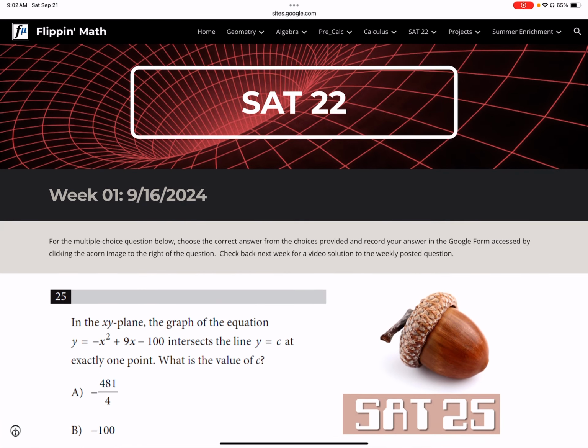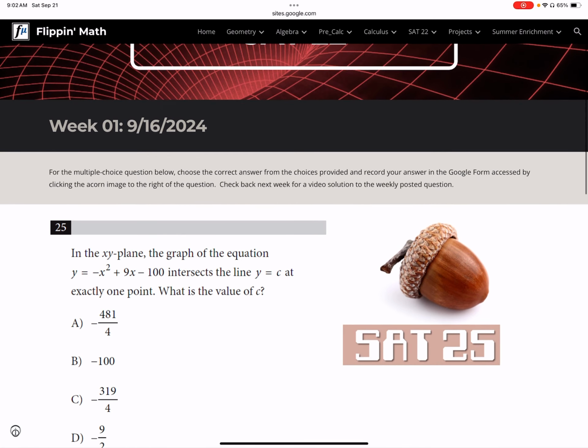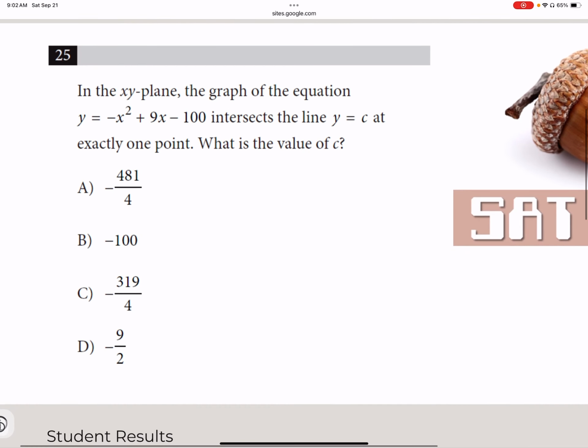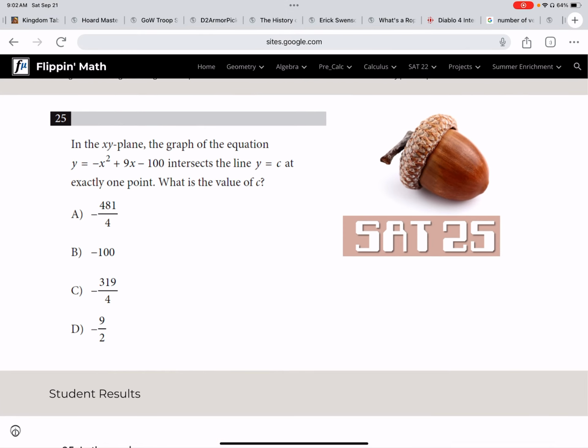Now here we are at our first weekly SAT question, which reads: in the xy plane, the graph of the equation y equals negative x squared plus 9x minus 100 intersects the line y equals c at exactly 1 point. What is the value of c? And then, of course, we have our usual 4 answer choices.